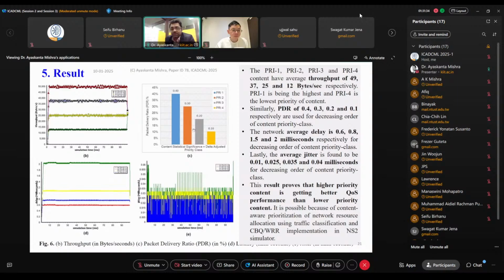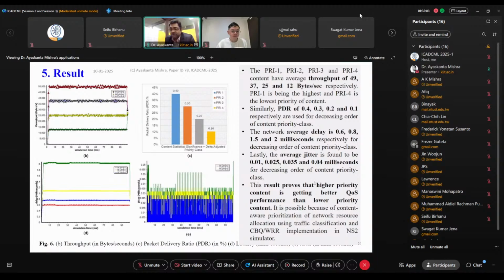Similarly, the C graph shows the packet delivery ratio, which is again for the highest priority sensor data, it is coming 0.4, followed by 0.3, 0.2, 0.1 for packet delivery ratio. And when it comes to average delay or the latency, we are getting 0.6, 0.8, 1.5 and 2 milliseconds respectively for the decreasing order of priorities.